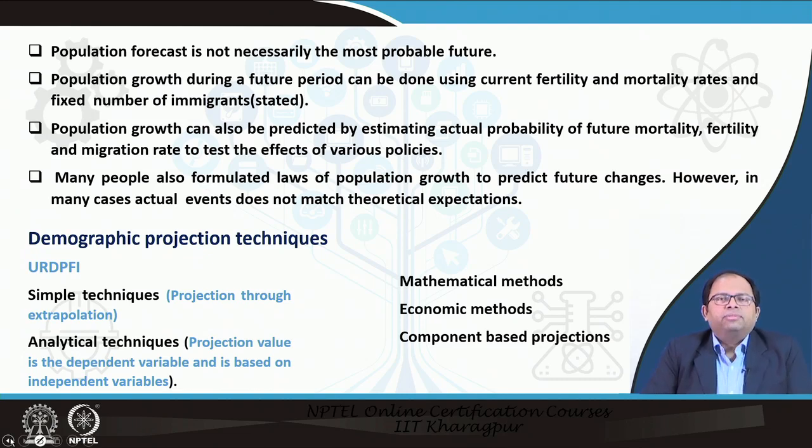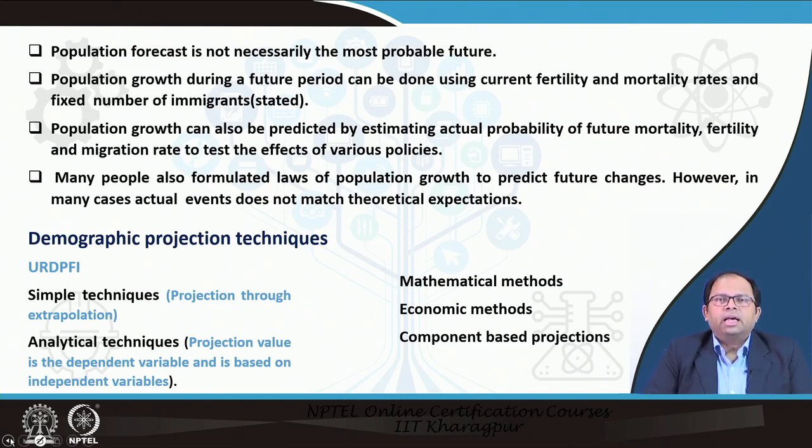Population forecast is not necessarily the most probable future. When we are talking about population forecast, in most cases we are assuming the current fertility and mortality rates of the population along with a fixed number of immigrants coming into the particular urban area, which is exogenously determined or based on certain estimates or previous historical data, and using this we can predict population for a future time period.